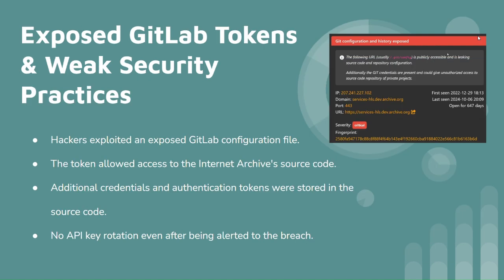How did the attack exactly happen? So, the technical details behind this breach are alarming. The hackers first found an exposed GitLab configuration file on one of the Internet Archive's development servers. This file contained an authentication token, which they used to download the organization's source code. Unfortunately, the source code contained even more credentials, including a database management system access. Despite warnings about the GitLab authentication token being exposed since December of 2022, the Internet Archive did not rotate these tokens, meaning the hackers had continued access for weeks, compromising the system further.